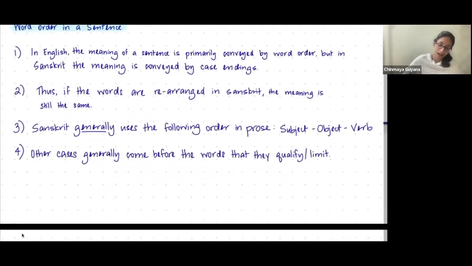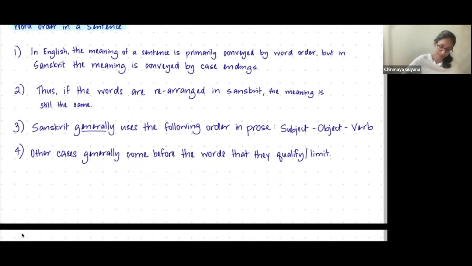But now listen, this is something I didn't talk about yet. Now, other cases. So now you have subject, object, verb, but that's not the only thing you have in a sentence. You have so many other pieces. So this is how the rest work. Other cases generally come before the words that they qualify or limit.